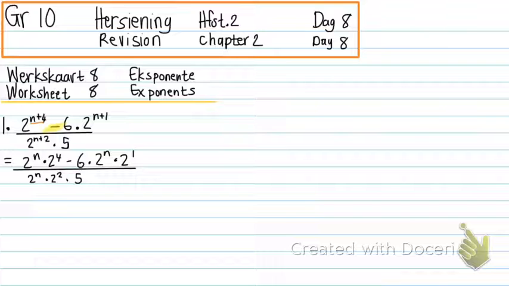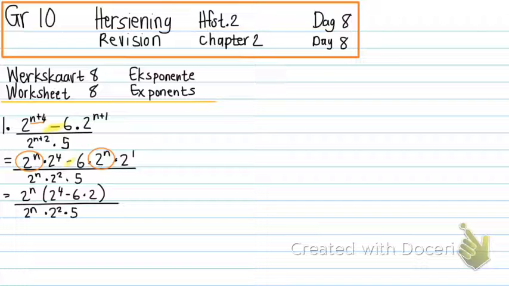Now on top, where there's a minus, I need to try to find a common factor. I find a common factor of 2 to the power n. I take that out. So when I take out 2 to the power n, I'm left with 2 to the power 4 minus 6 times 2 to the power 1 over 2 to the power n times 2 to the power 2 times 5. I don't factorize the bottom because it doesn't have pluses and minuses. Now I can cancel out. So I cancel out the 2 to the power n's.